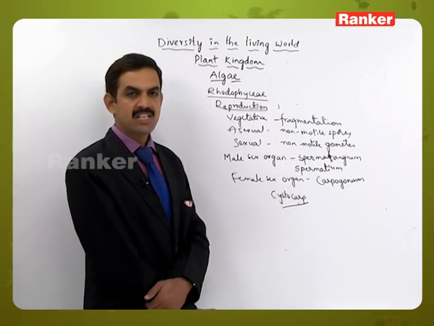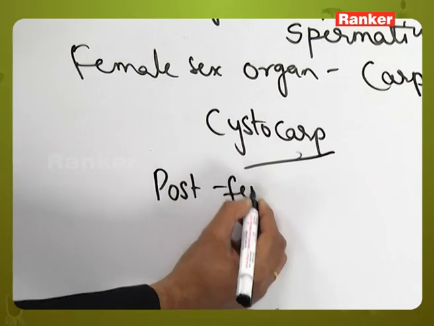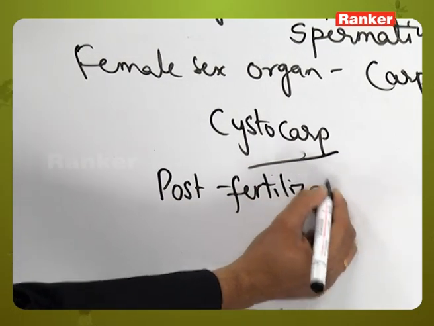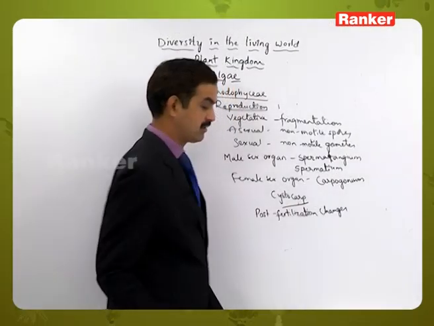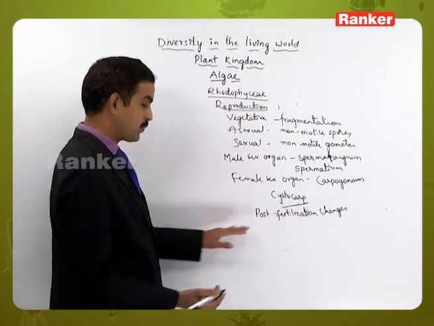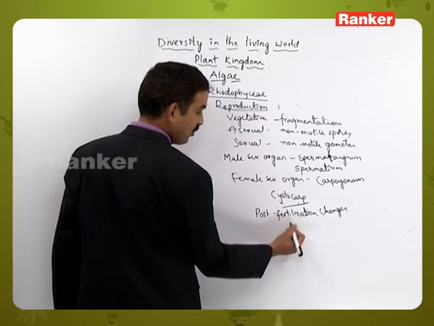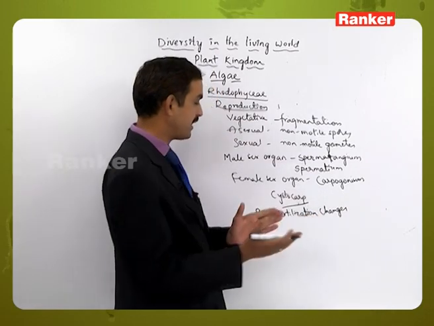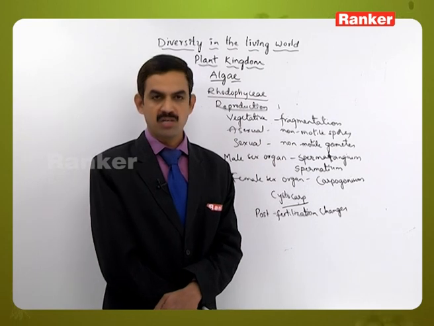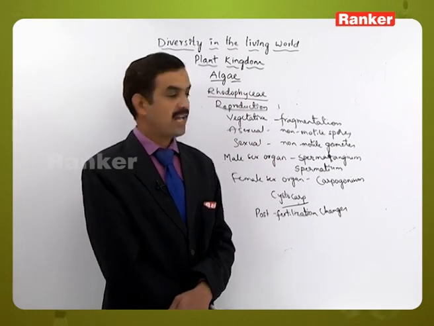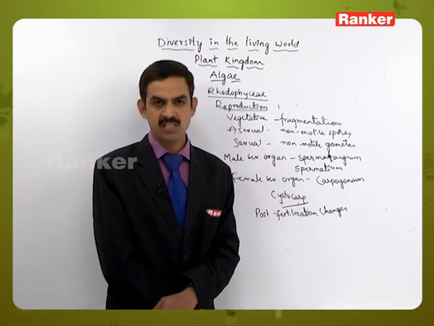And after sexual reproduction, some complex changes will occur. Those are called post fertilization changes. During these post fertilization changes, the cystocarp will be formed. From there, the plant will give rise to progeny, perpetuating its race. So likewise, these changes are the characteristic features of the Rhodophyceae members.